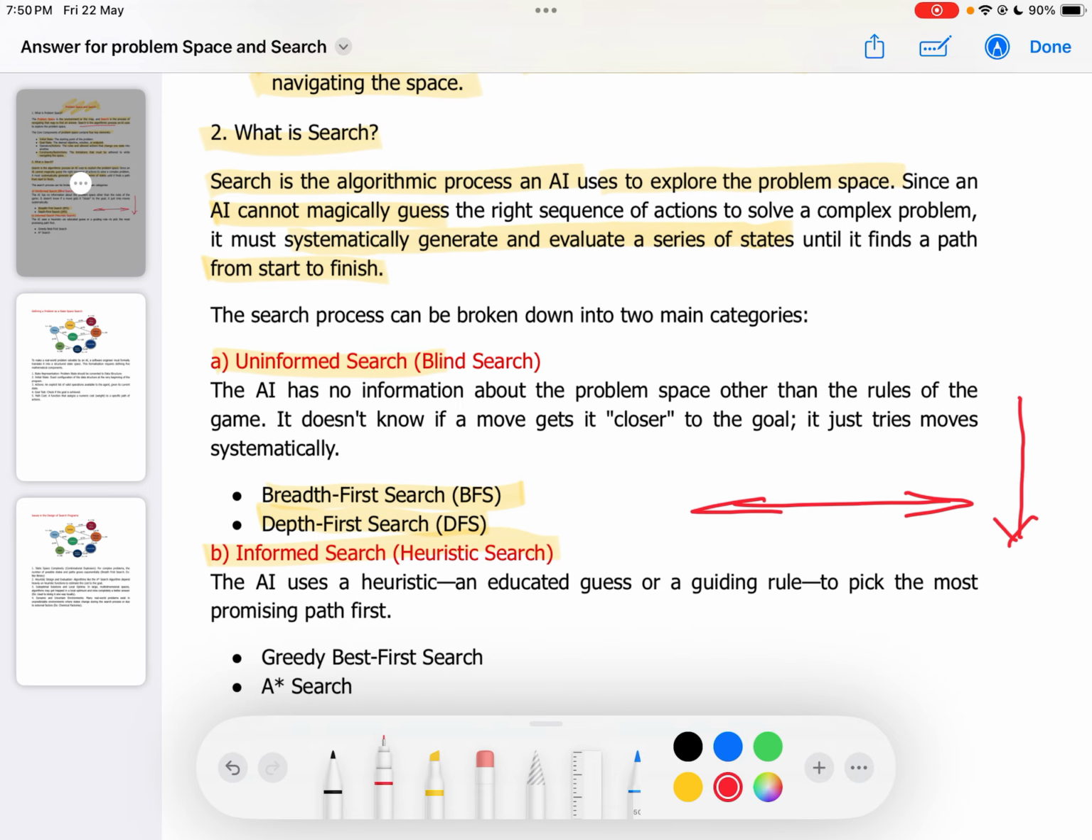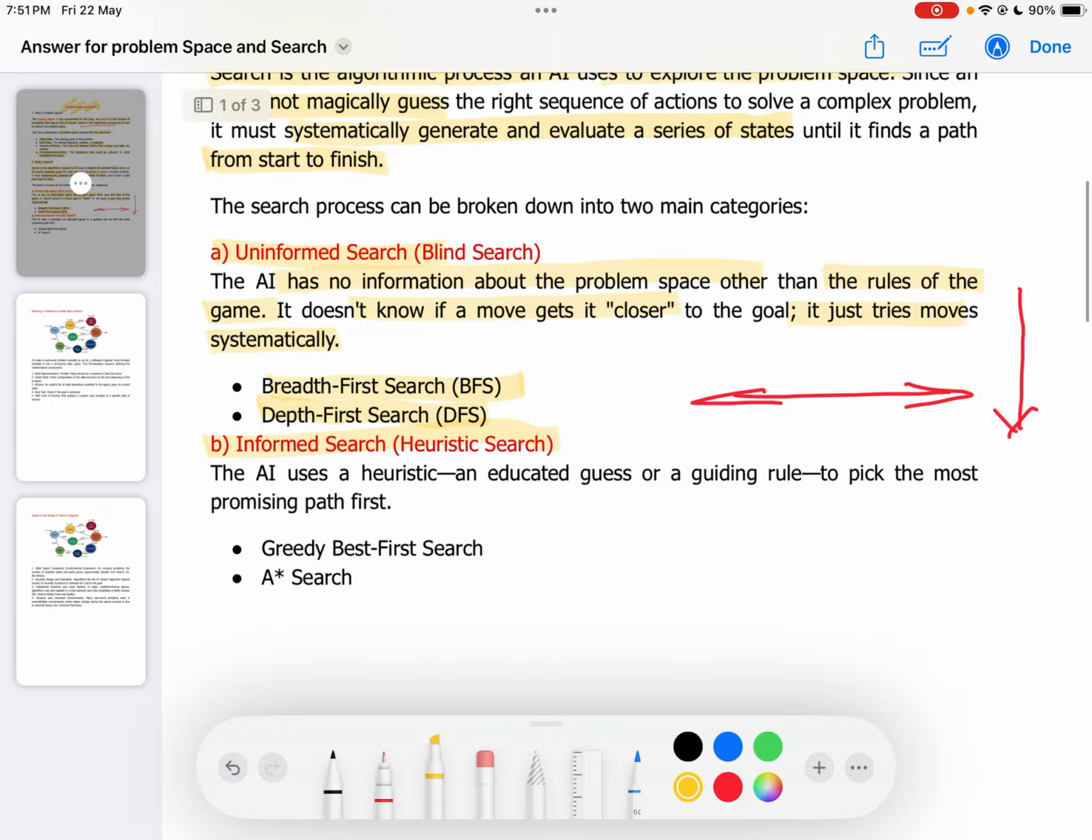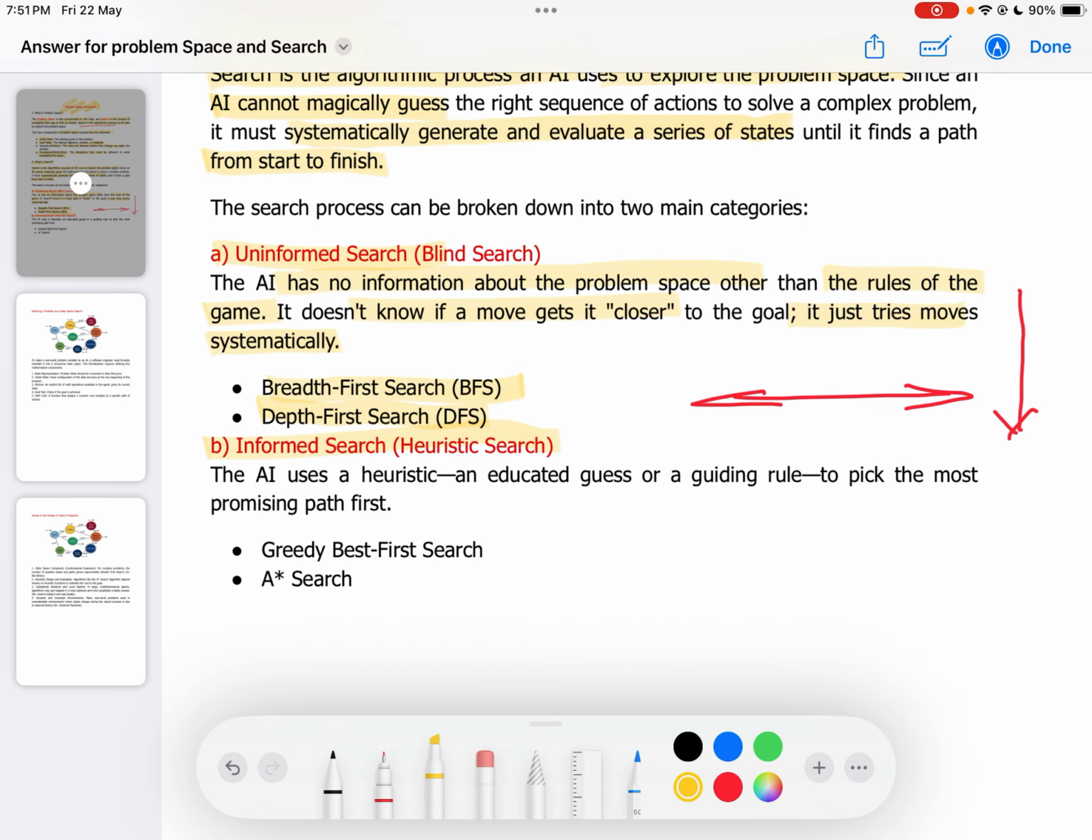So what are the characteristics? It has no information about the problem space other than the rules of the game. It doesn't know if it has got closer to the goal or not. It just tries systematically. It follows the process. That is all.